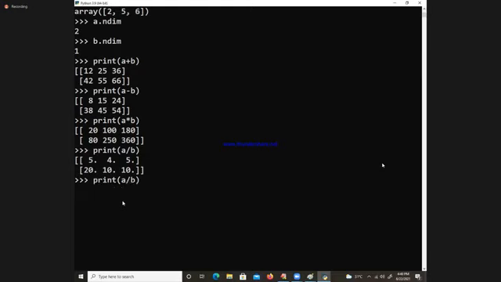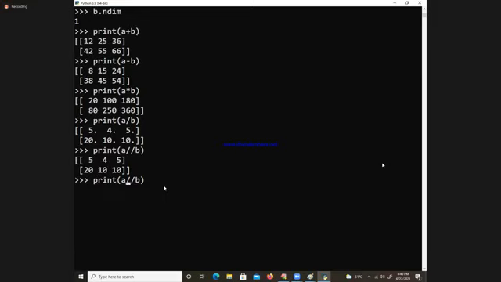Now, A double slash B. Integer quotient. This is called float quotient, and this is integer quotient. Now you apply percentage, the modulus operator. 0, 0, 0, because the remainder is compulsorily 0.